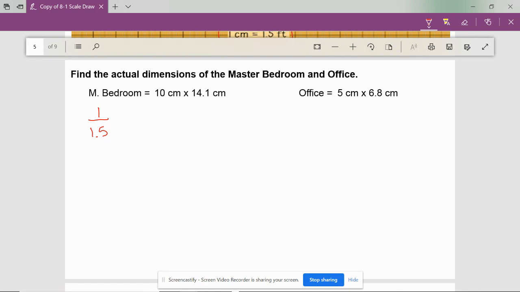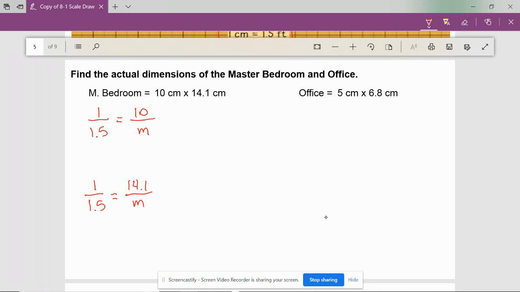That's our ratio, and that's going to be equal to 10 centimeters on the top, and we're looking for the actual dimension. So we're going to put that right there. Then when we look at the 14.1, we're doing the same thing. So it's 1 centimeter by 1.5. Remember, that's our ratio from our diagram. It is going to be equal to 14.1 centimeters over our variable, m. So that's our variable, and we need to figure both of these out.